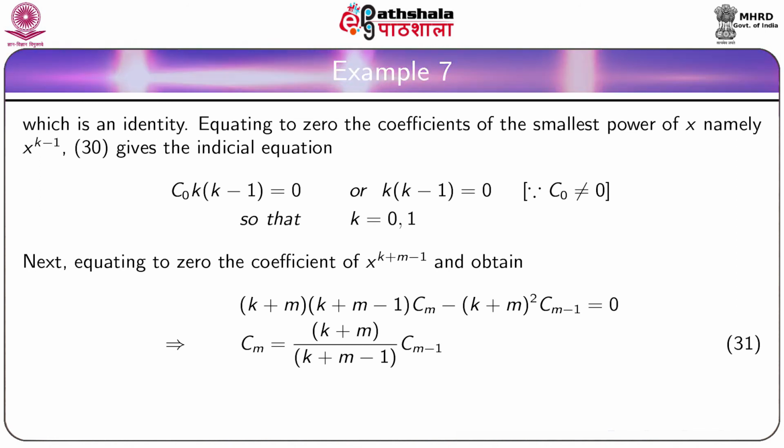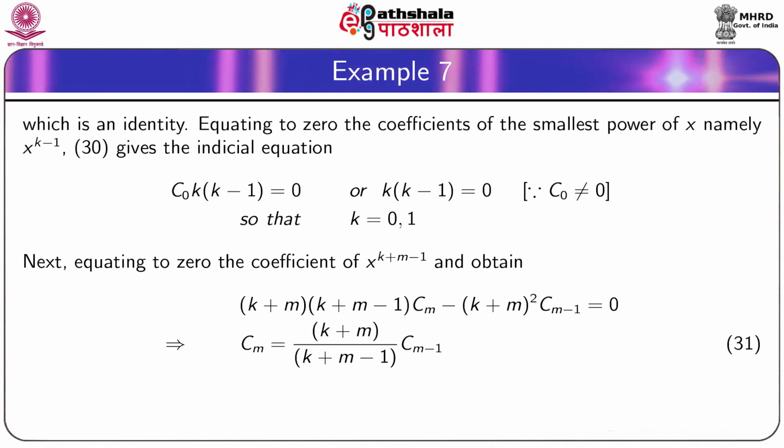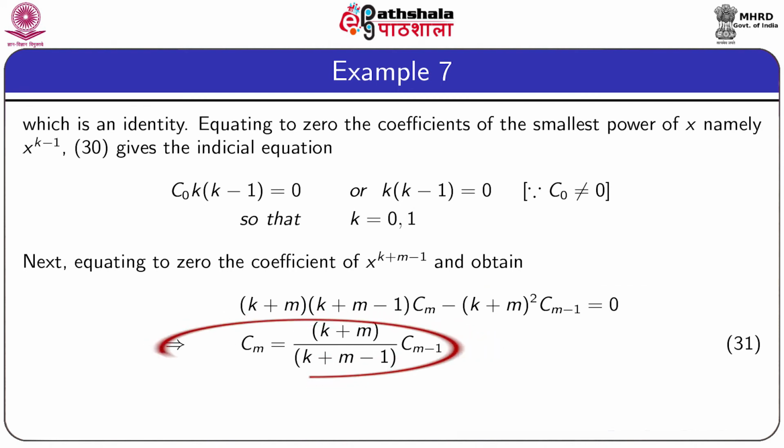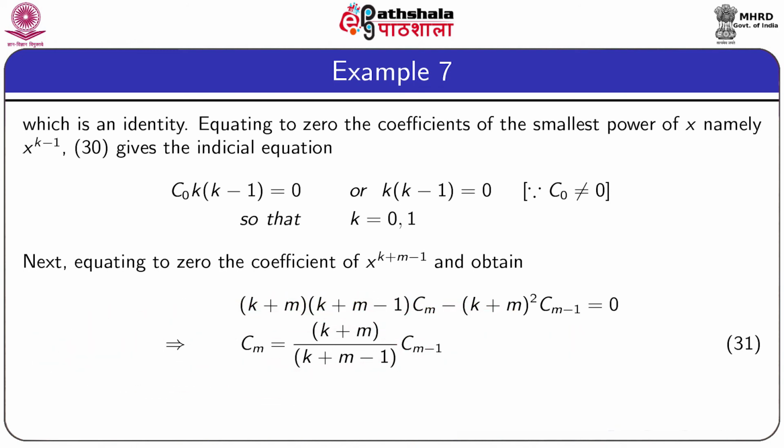To obtain the recurrence relation, we equate to 0 the coefficient of x to the power k plus m minus 1, and we get (k plus m) into (k plus m minus 1) c_m minus (k plus m) whole square c_(m minus 1) equal to 0. This implies c_m equal to (k plus m) divided by (k plus m minus 1) c_(m minus 1), given by equation 31.